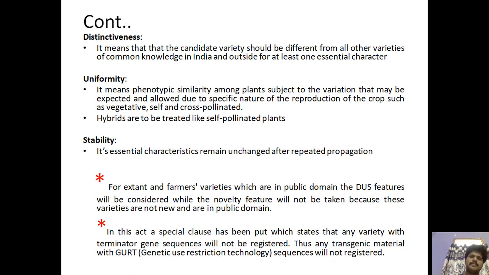Then distinctness. The candidate variety should be different from other varieties of common knowledge in at least one character.